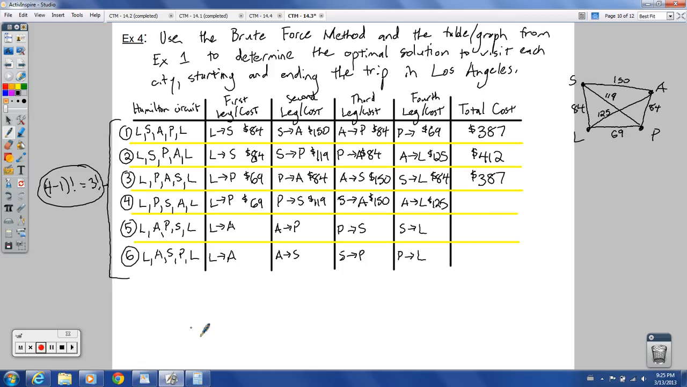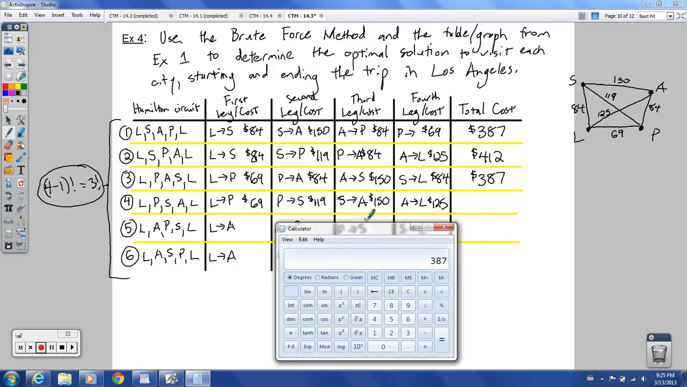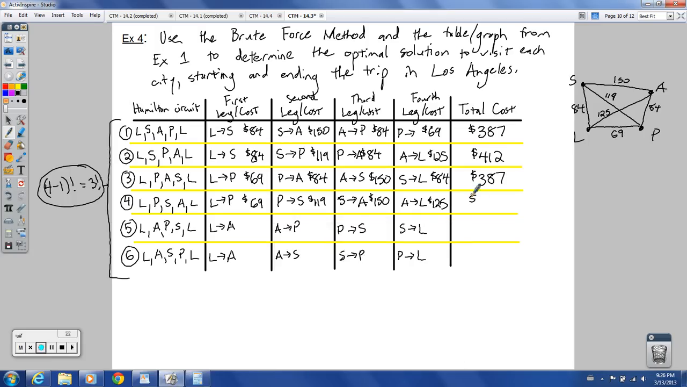I see that one's not looking too good to me. Seems like that one might be the most of what we've done so far. But let's figure this out. So 69 plus 119 plus 150 plus 125, 463. Yep. So definitely don't want to go that way.